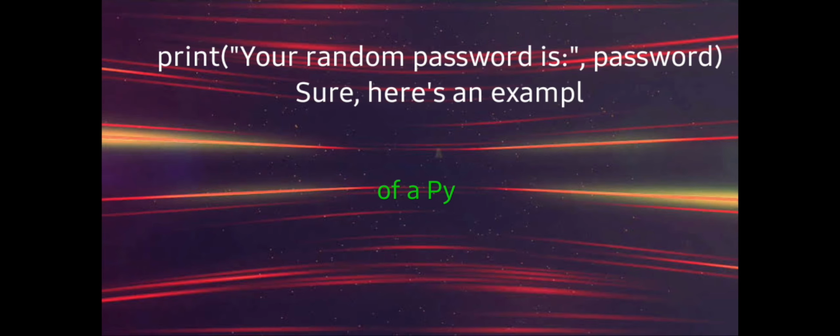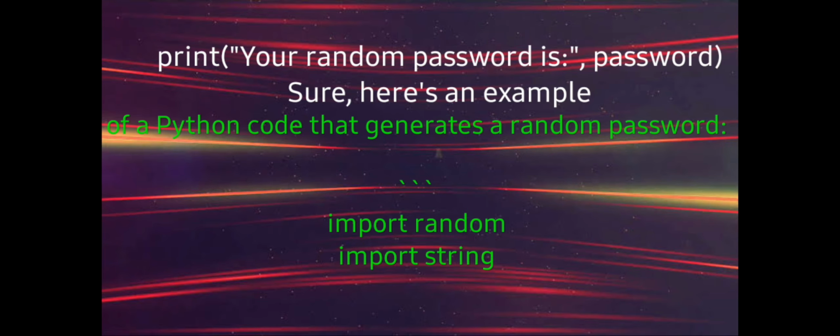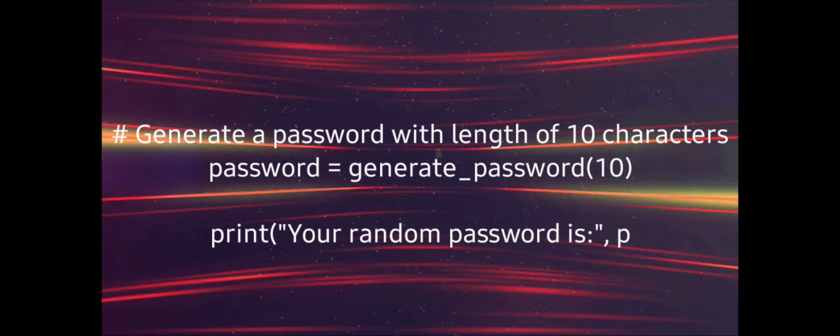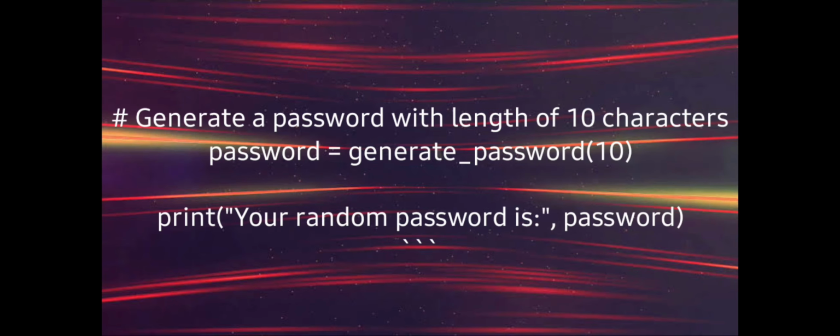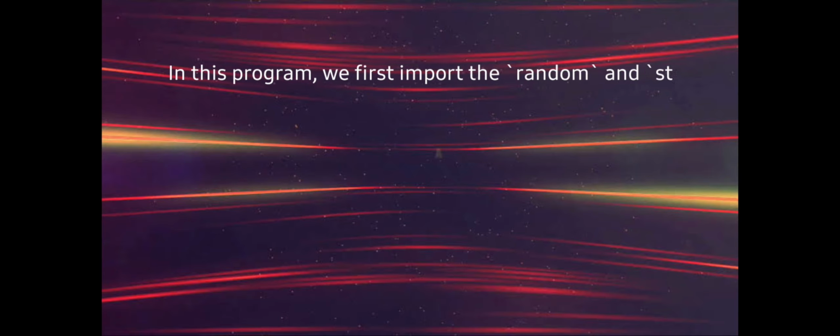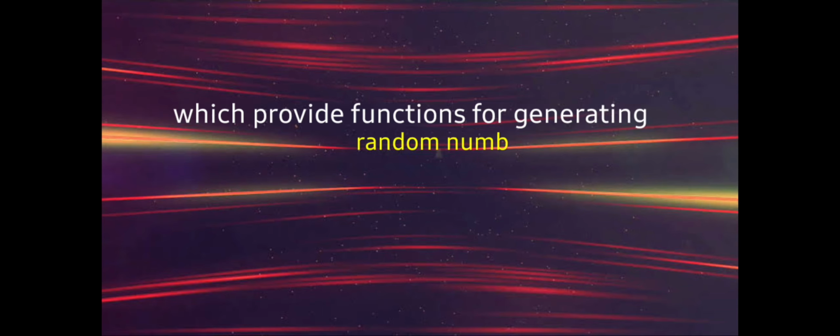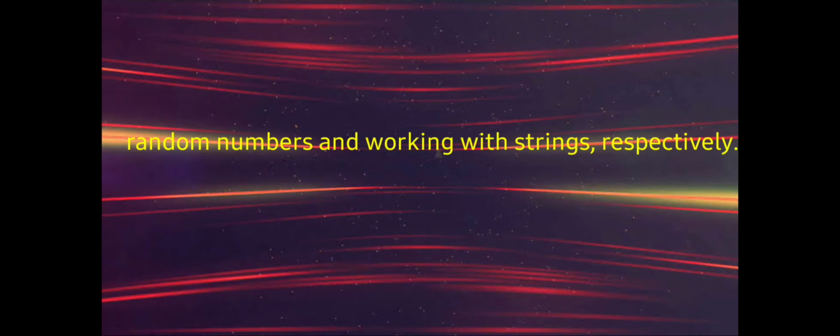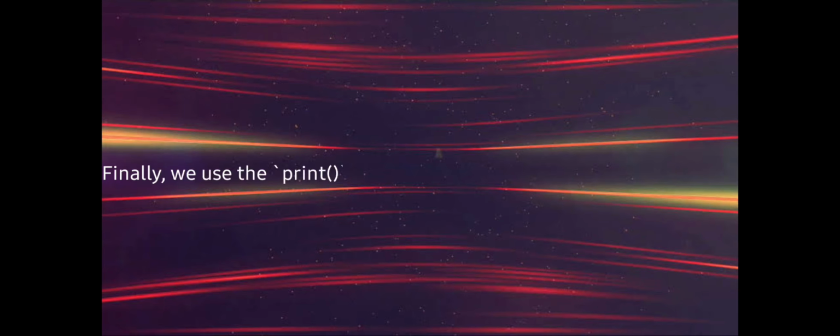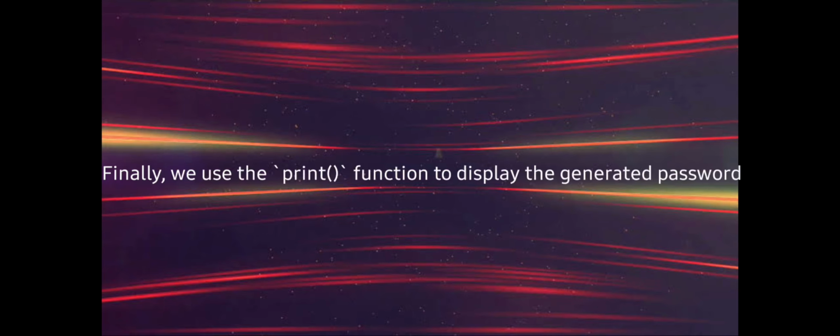The function generates a set of characters to use in the password, which includes uppercase and lowercase letters, digits, and punctuation marks. The function then generates a random password by choosing length number of characters at random from the set using the random.choice function, and concatenates them into a string using the join function. Finally, we use the print function to display the generated password.